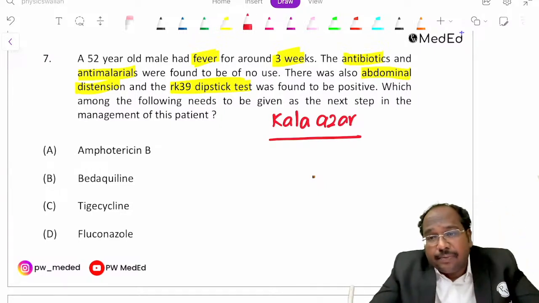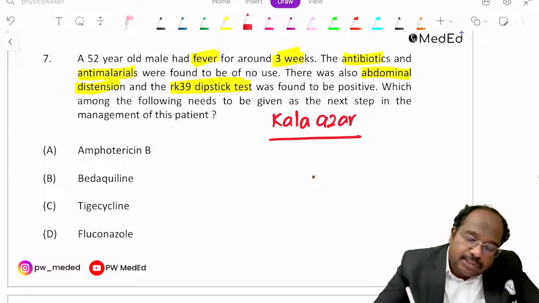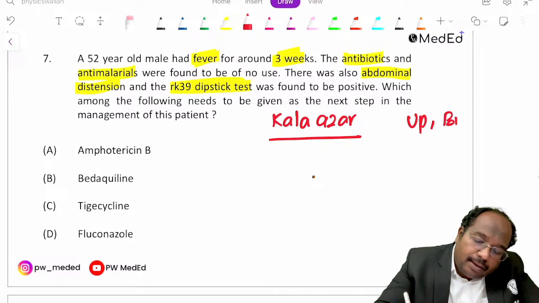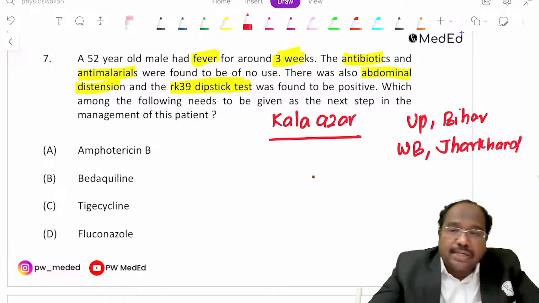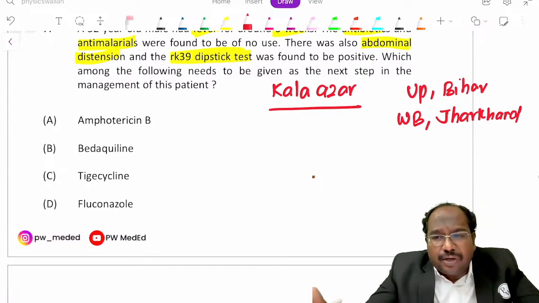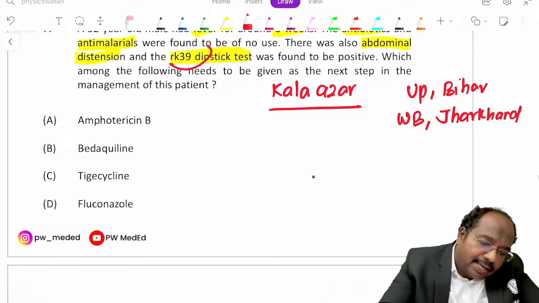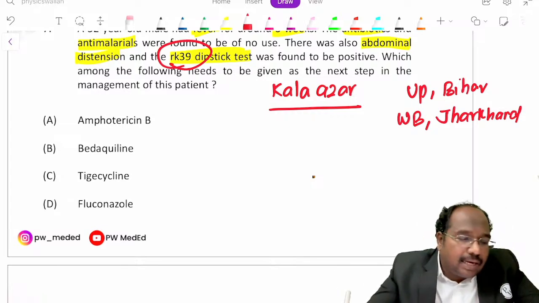Only 4 states are endemic for Kala Azar in India. What are the 4 states? UP, Bihar, West Bengal and Jharkhand. These are the 4 states where Kala Azar is endemic. It is common among children, and patients present with hepatosplenomegaly. The investigation we use in the program is the RK39 kit. RK39 kit was given. What is the drug of choice?